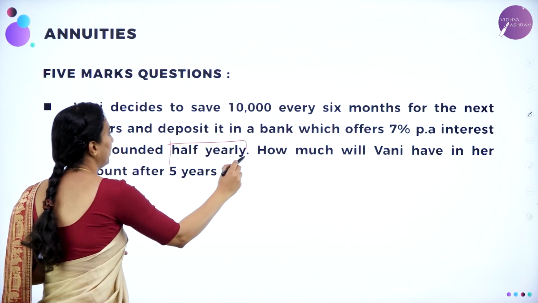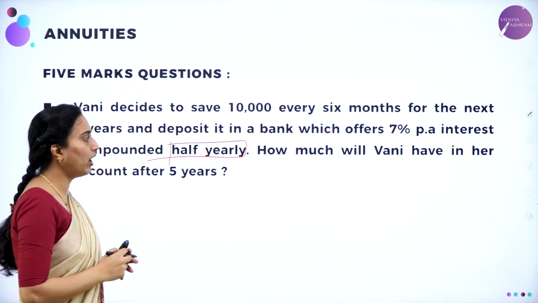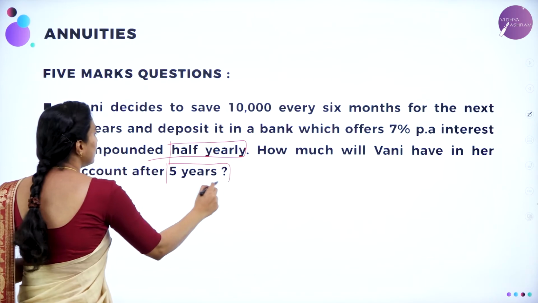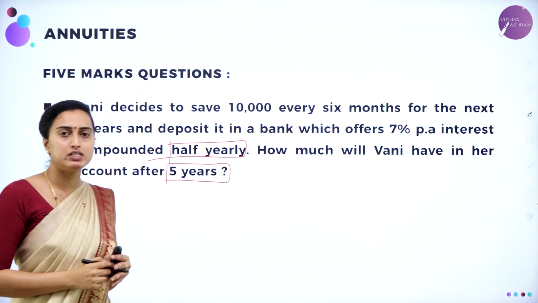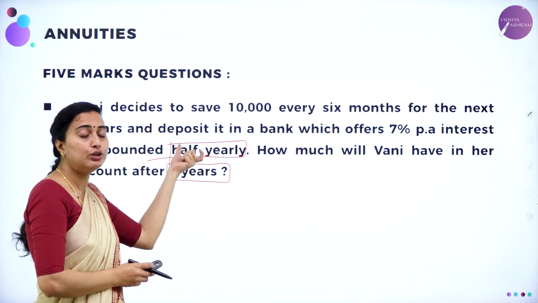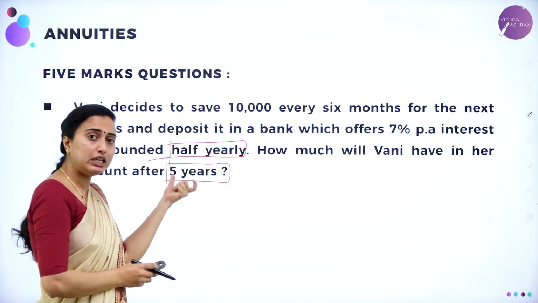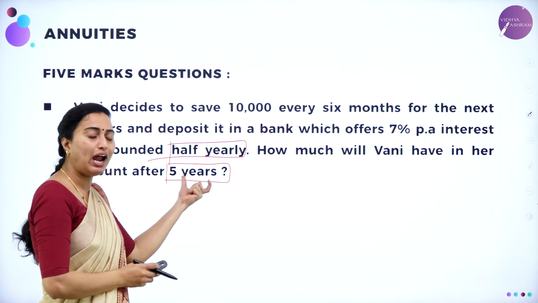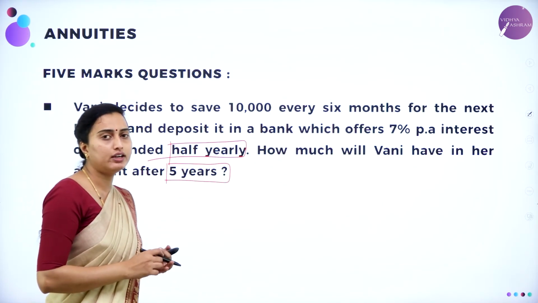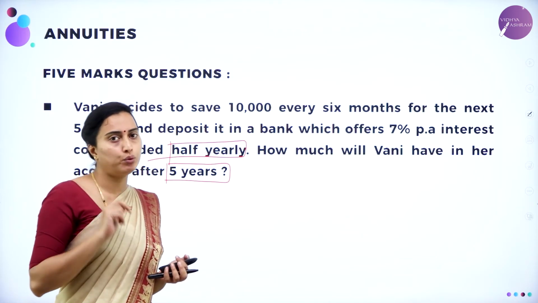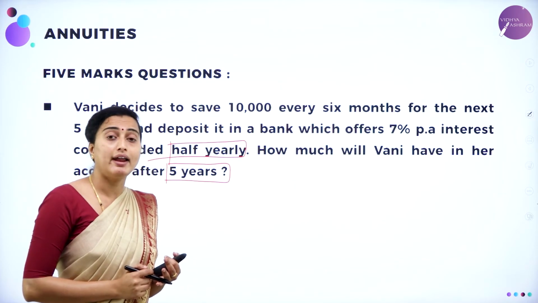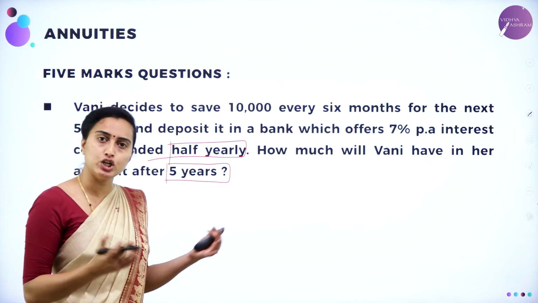This is very important. Now, how much will Vani have in her account after 5 years? After 5 years means n is equal to 5 years. When they have given compounded half-yearly, you need to multiply n by 2 and divide r by 2, because half-yearly means in a year you are going to have 2 times. So multiply the years by 2 and divide the rate of interest by 2.